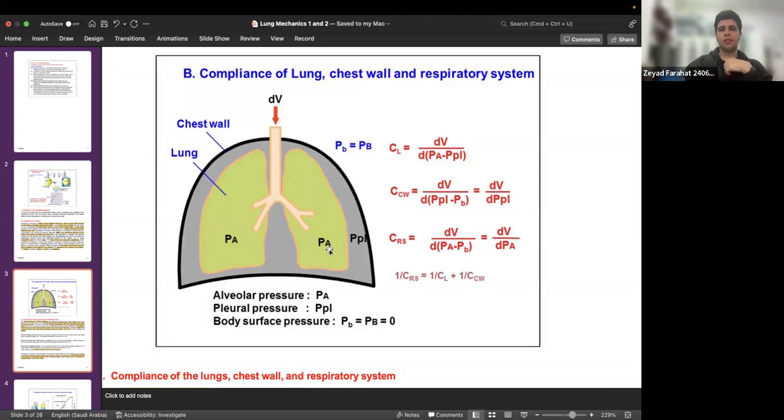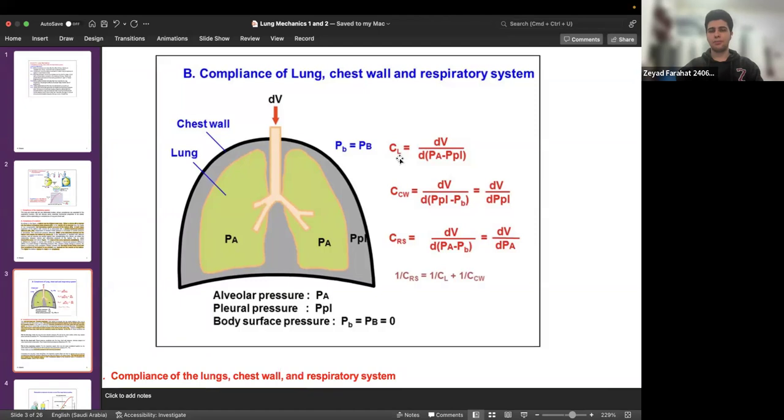So we have to think of it as three different systems. First, the lungs inside of the body as themselves, against the pleura. Then the pleural pressure against the atmospheric pressure outside. And then the overall system, the lungs, the pleura, and the chest wall, against the atmospheric pressure. So then we're doing PA, the alveolar, minus the atmospheric pressure as well.